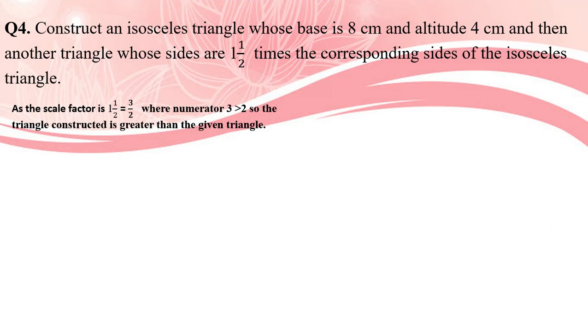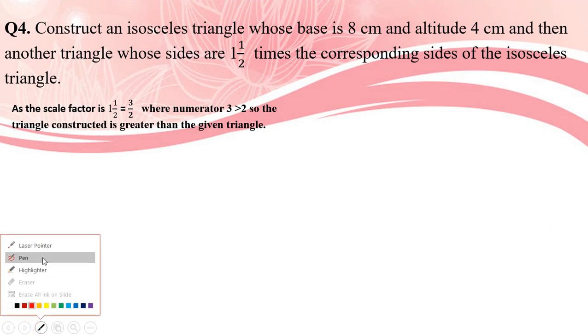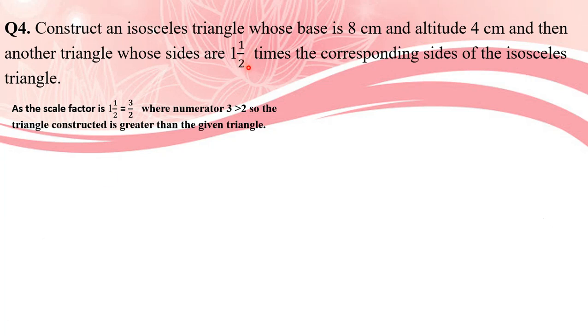Construct an isosceles triangle whose base is 8 centimeter and altitude 4 centimeter, and then another triangle whose sides are 3 by 2 times the corresponding sides of the isosceles triangle. Now here the scale factor is given 3 by 2.